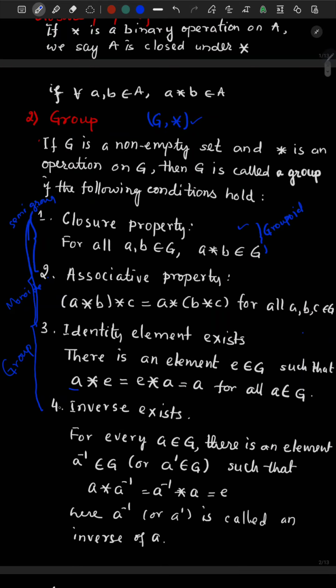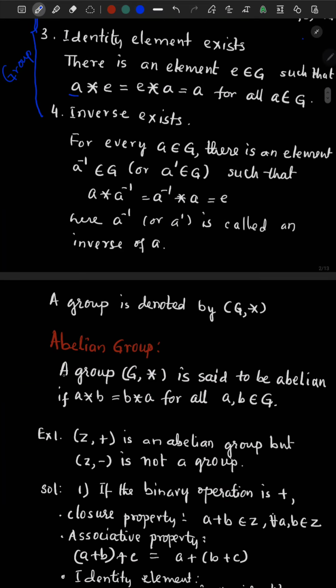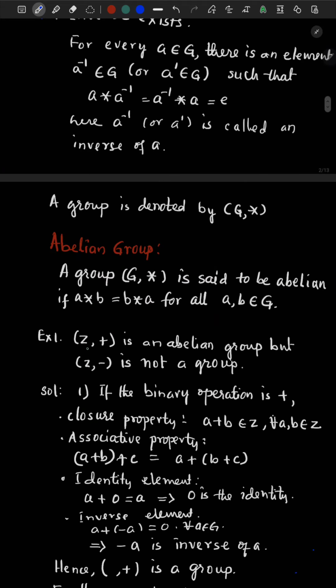In addition to these four, if the commutative property is also true, then we say such a group is an abelian group. So a group G star is said to be an abelian group if A star B is equal to B star A for all A and B belonging to G. So one example we take here: G be the set of integers Z and the binary operation star is taken as plus here. This forms an abelian group, but Z with binary operation minus will not form a group.